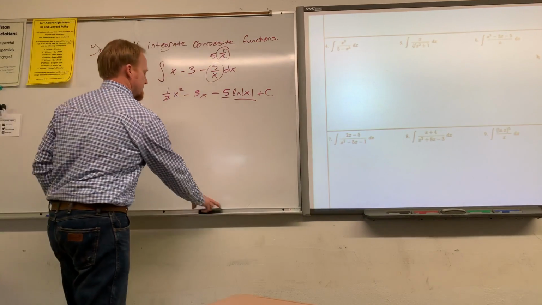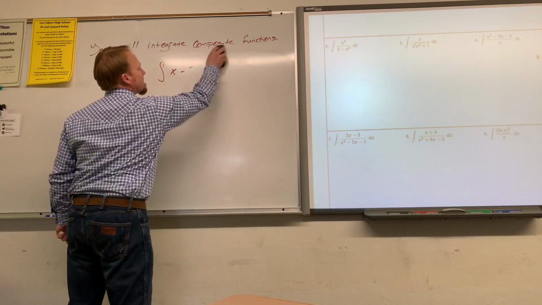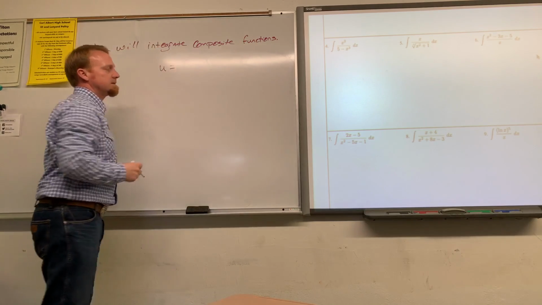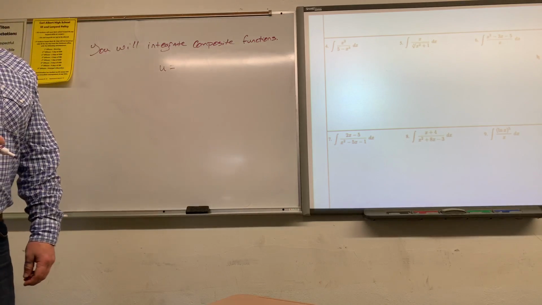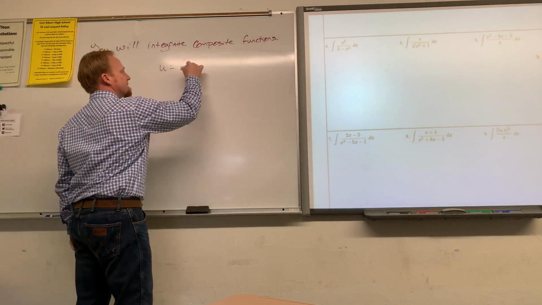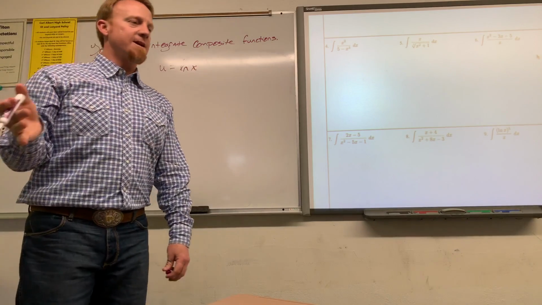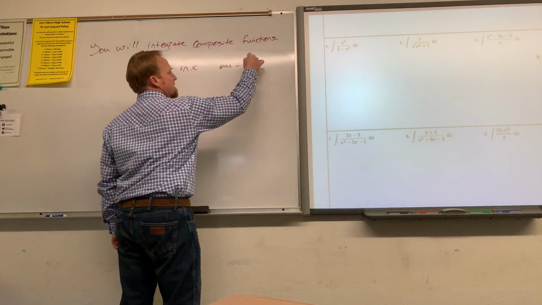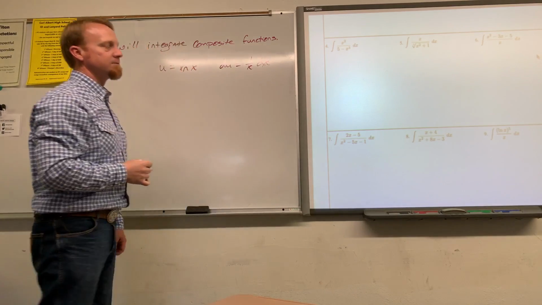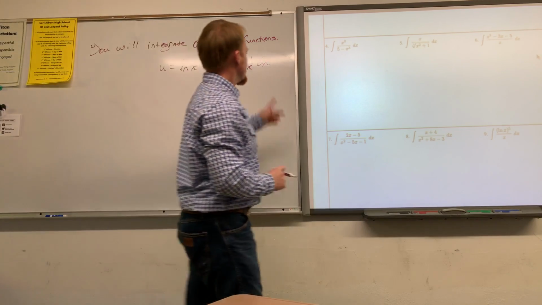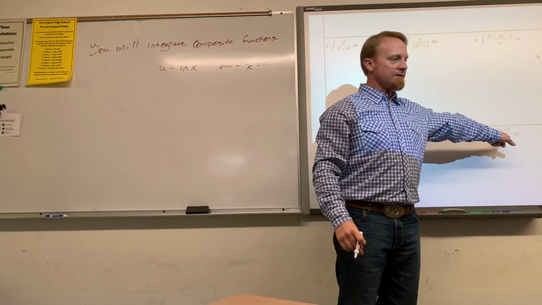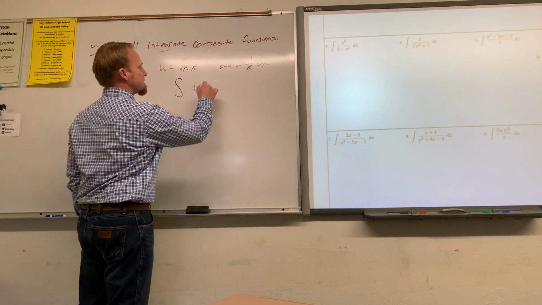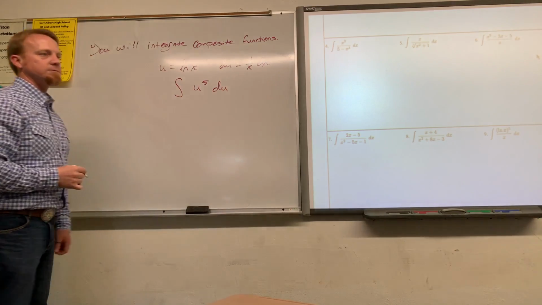Zach? Number 9. All right, number 9. What does u need to be on number 9? Natural log. Because on the video, what did I say? That we don't know how to integrate natural log, so anytime you see it, it's always going to be your u. The derivative of a natural log is 1 over x dx. So 1 over x is taken care of by this x on the bottom. That means I'm just dealing with u to the 5th du.